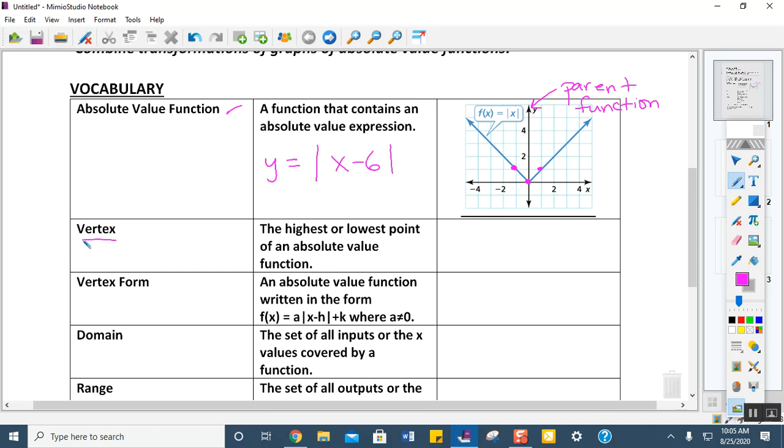For our purposes today, in this example up above, you need to understand that the point 0 comma 0 is the vertex.